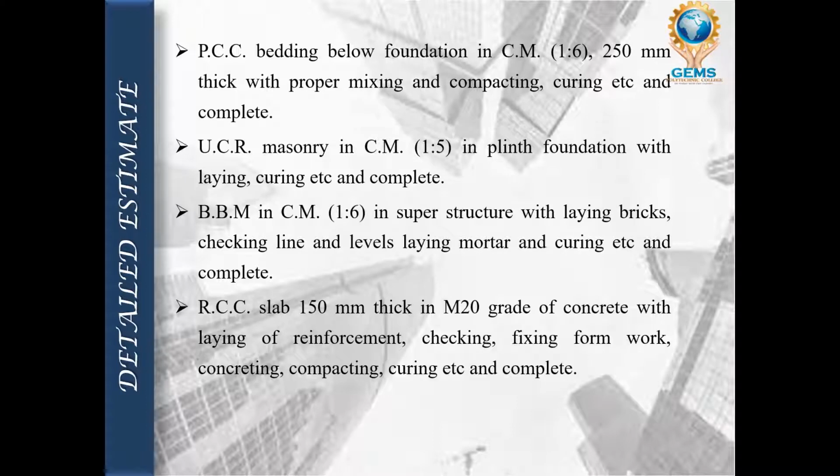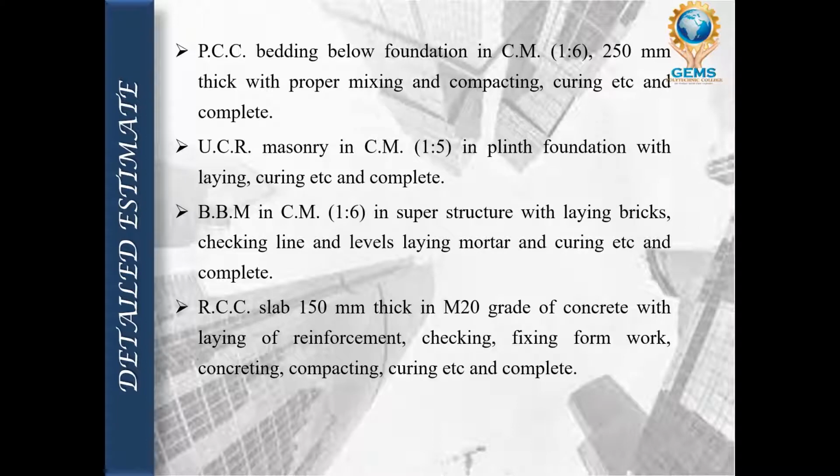So first we should have knowledge about PCC bedding. Then UCR masonry in CM, that is a ratio of 1:5 in plinth foundation with laying, curing, etc. UCR means uncoursed random stone masonry. BBM means bitumen bound macadam, which is used for strengthening purposes. So BBM in superstructure with the laying of bricks, checking line and levels, laying mortars and curing, etc.